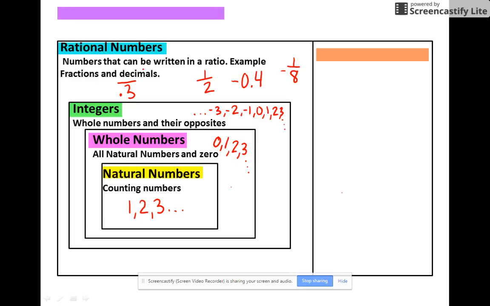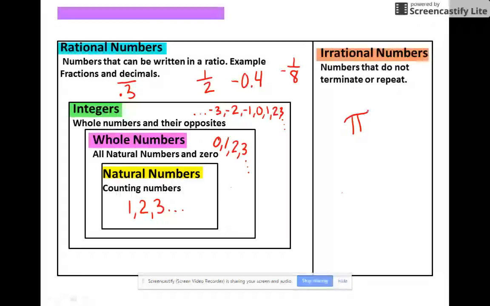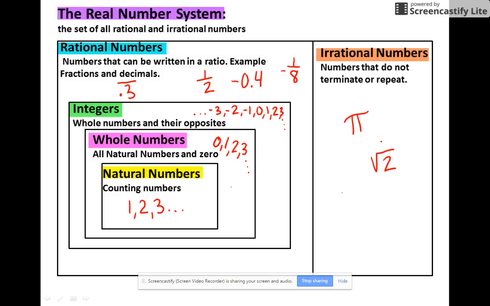The last component of the real number system is irrational numbers. In 6th grade, we don't deal with irrational numbers that often, but they are numbers that do not terminate or repeat. Things like pi, which is something that we'll learn about in 7th grade, that deals with circles, or the square root of 2. That's an irrational number as well. Again, it's not something that we deal with in 6th grade very often, but it is a component of the real number system.